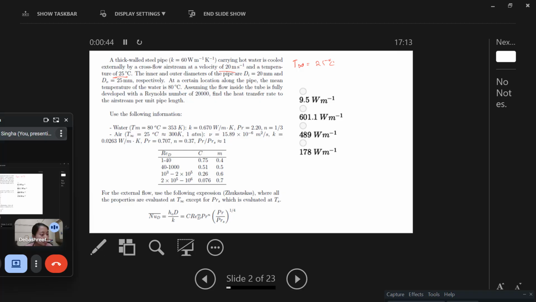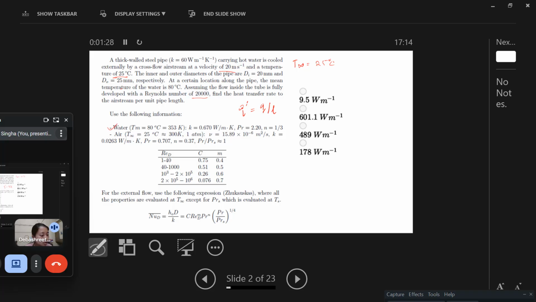The inner and outer diameters of the pipe are Di 20 millimeter and Do 25 millimeter. At a certain location along the pipe, the mean temperature of the water is 80 degrees Celsius, T mean. Assuming the flow inside the tube is fully developed with a Reynolds number of 20,000, find the heat transfer rate to the airstream per unit pipe length. That means Q prime, which is also equal to Q by L. Per unit length you have to find out, so it is Q prime you have to find out.